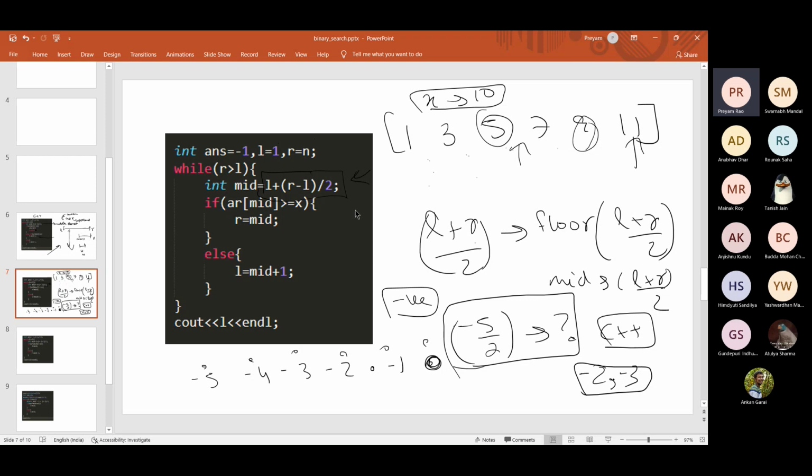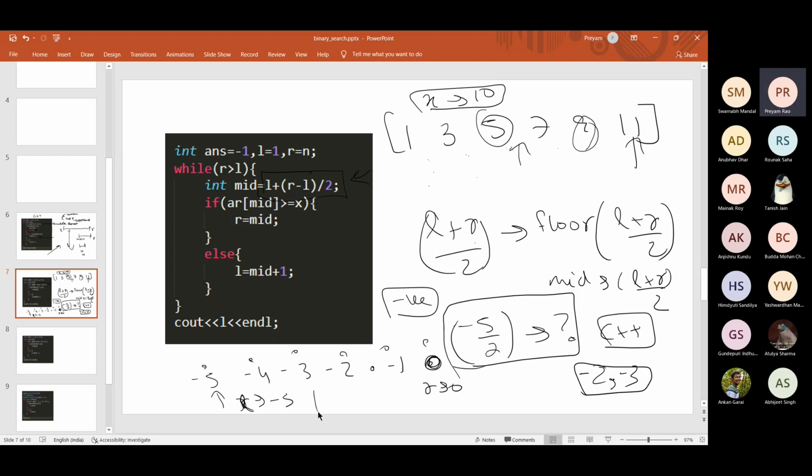So we need to find L plus R by 2. So let's say L was minus 5 and R was 0. So what do you think should be the correct answer? If we look at positive numbers and look at negative numbers, what do you think is the correct answer? Minus 2 or minus 3? -3.